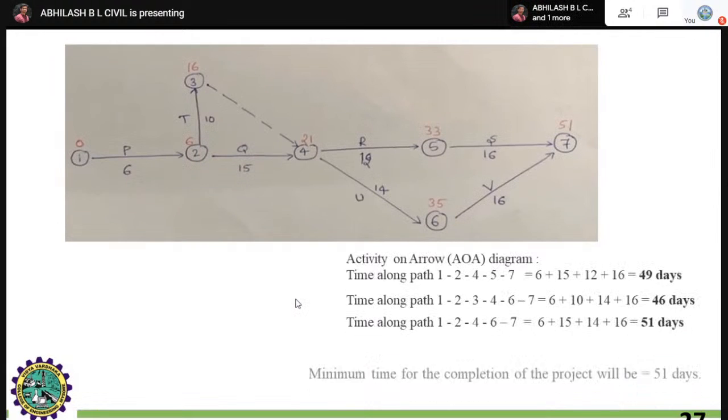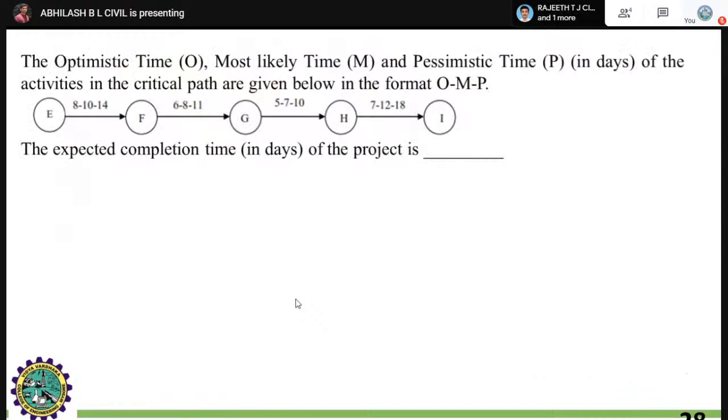Similarly, here is another type of problem, where the optimistic time O, most likely time M, and pessimistic time P in days of the activities on the critical path are given in OMP format. They have mentioned it in OMP format for your easy method, that is optimistic time TO, most likely time TM and pessimistic time TP: 8, 10, 14; 6, 8, 11; 5, 7, 10; 7, 12, 18.